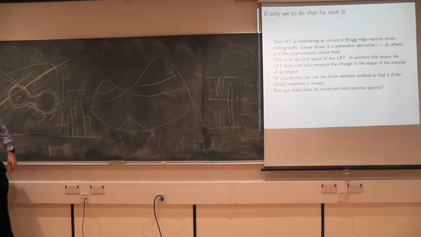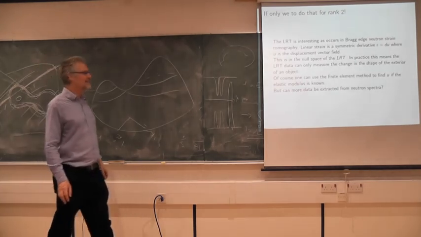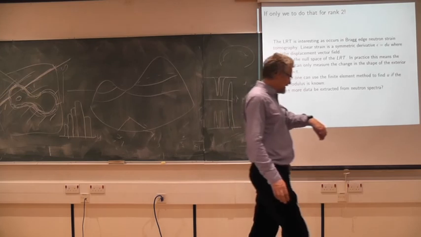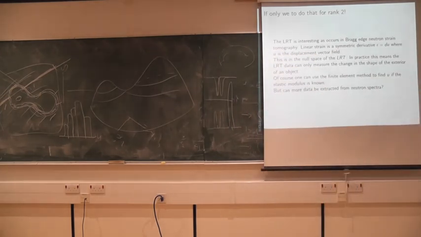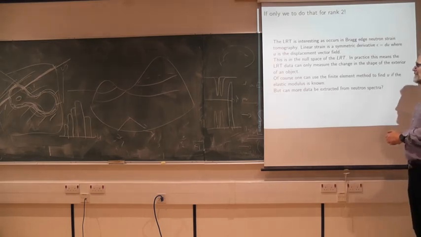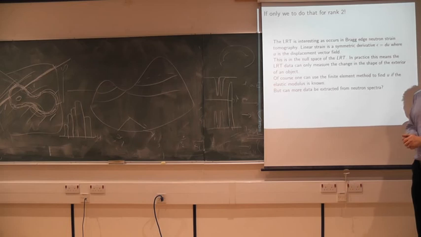Now, if only we could do this for rank 2 tensors. The reason is that rank 2 tensors are strain, and there are lots of ways to try to do strain tomography using, for example, Bragg edge neutrons. Phil Withers and I wrote a paper in which, as a side remark at the end, we said your Bragg edge tomography doesn't work. Because they're trying to find a strain tensor from its longitudinal ray transform, which is exactly what you can't do.